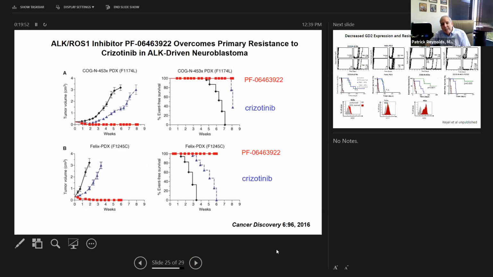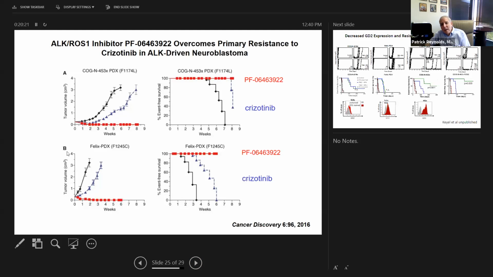She extended these data, taking 2 different patient-derived xenografts, both from post-mortem. These are both from patients that died of disease, so heavily pretreated. We failed them with their therapy. And here she's compared crizotinib to the next generation ALK inhibitor that was developed, showing these remarkably better responses with the next generation ALK inhibitor when these patient-derived xenografts are failing the crizotinib.